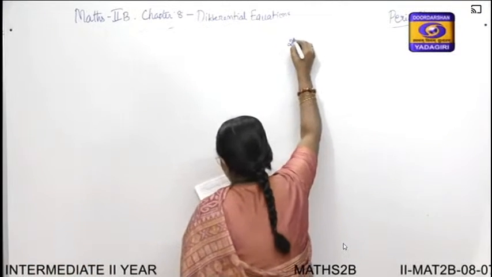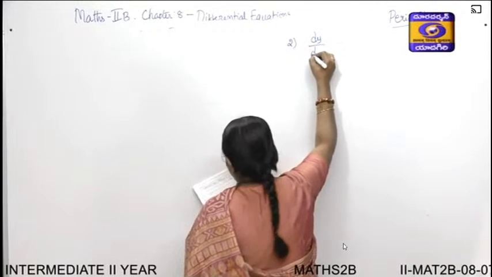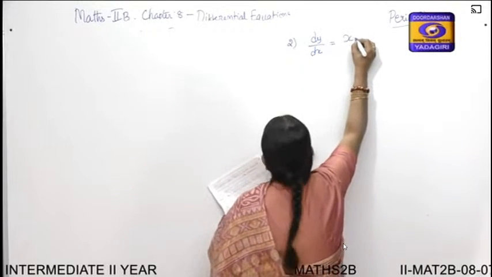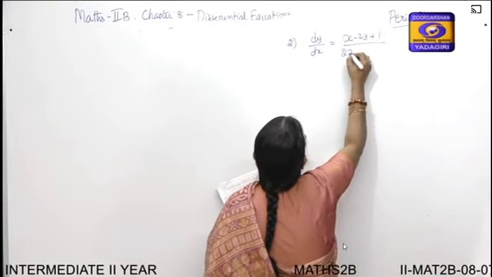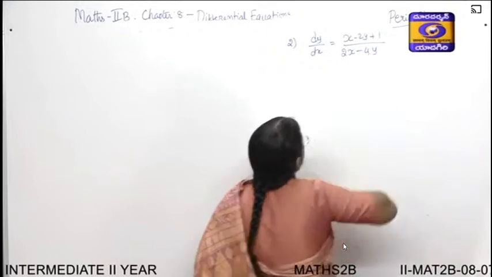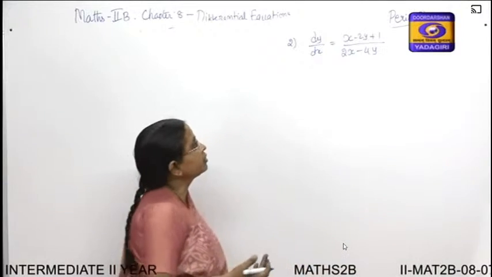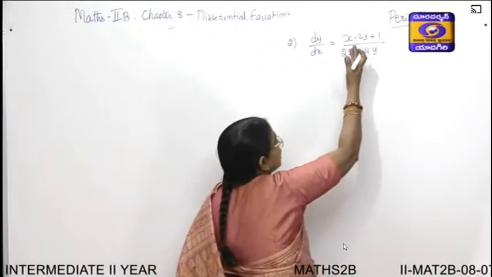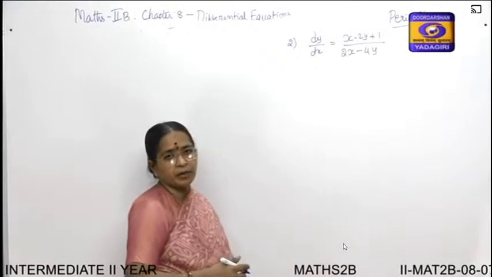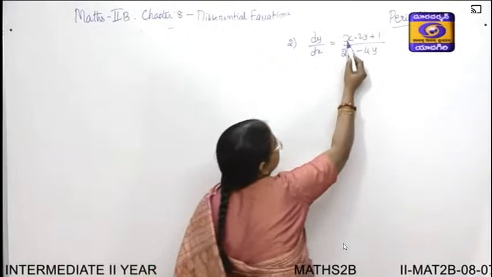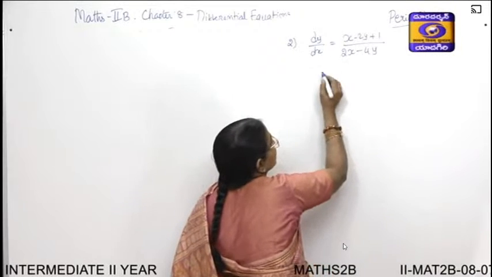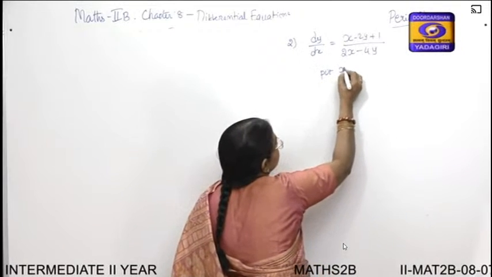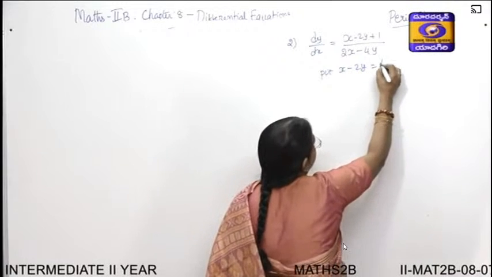Okay, now second problem. Solve the differential equation dy by dx is equal to (x minus 2y plus 1) by (2x minus 4y). So if you observe here, you cannot separate the variables. x and y are there both in the numerator and denominator. But if you observe this part, x minus 2y, and here 2 into (x minus 2y), so you put x minus 2y as t.